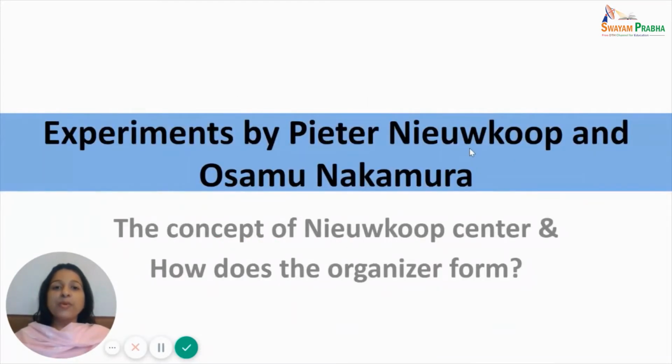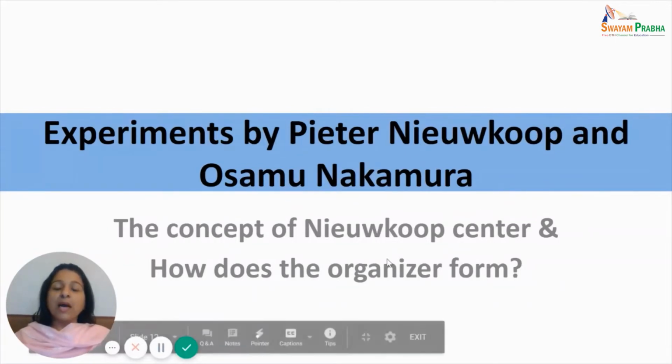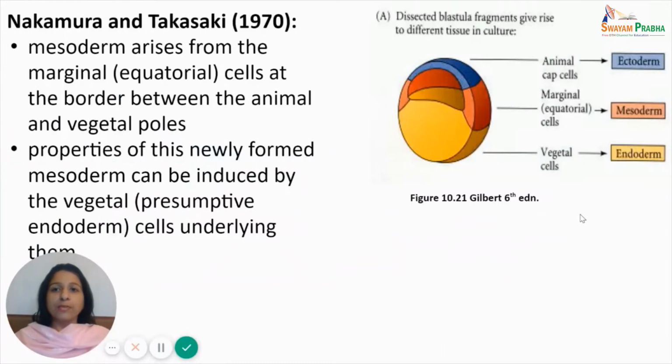Further, some experiments were done by Pieter Nieuwkoop and Osamu Nakamura. They brought in the concept of the Nieuwkoop center and also helped understand how the organizer is formed. The experiment done in 1970 by Nakamura and Takasaki showed that mesoderm arises from the marginal or the equatorial cells, which are present at the border between the animal cap and the vegetal cells.